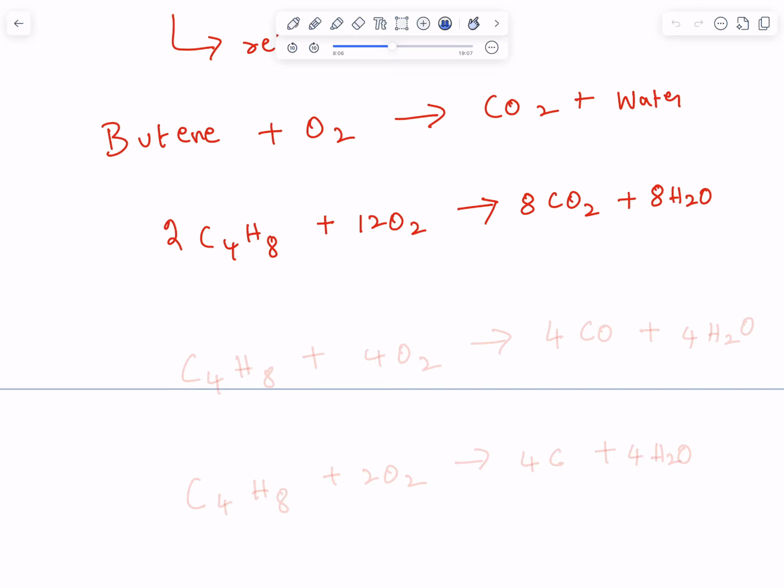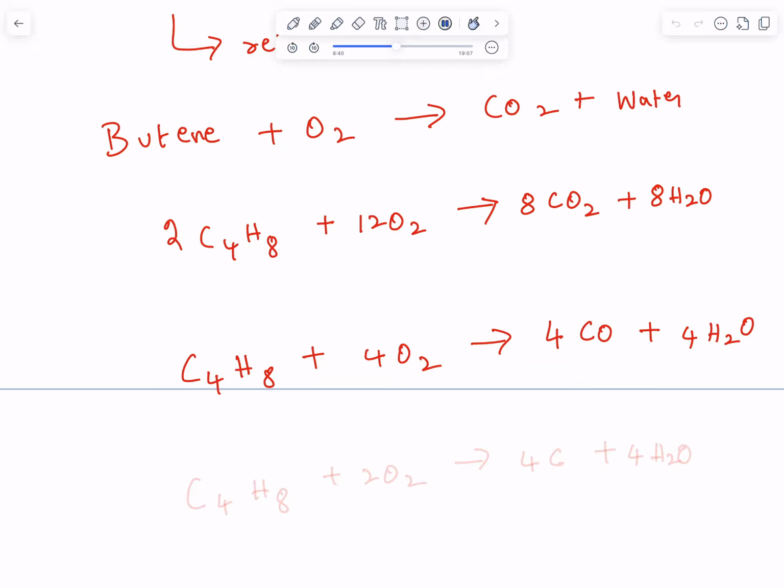So let's say we have the same butene. Instead of 12 oxygen molecules, imagine if butene had only 4 oxygen molecules supplied to react with. Then it will form carbon monoxide and water. Yes, you have recognized it right, it is that toxic gas, carbon monoxide. So when there's insufficient oxygen to burn, a mixture of products can be formed.